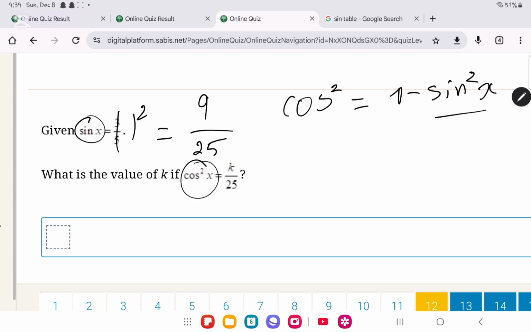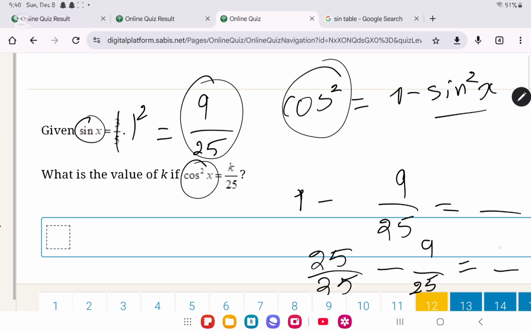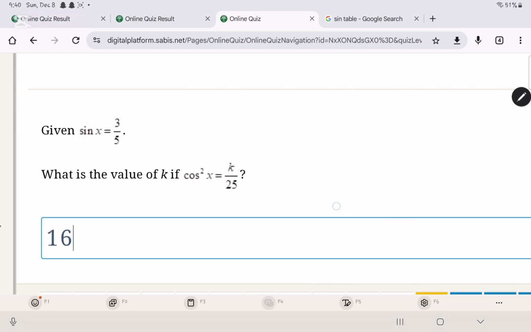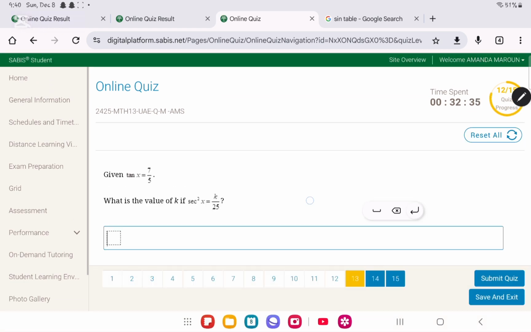Now, they need cosine squared x. We have sine squared x, which is 9 over 25. So to find cosine squared x, you're going to do 1 minus 9 over 25. And if you want to solve it, it becomes 25 over 25 minus 9 over 25, which is then 16 over 25. So over here, the value of k is 16. Moving on to number 13.